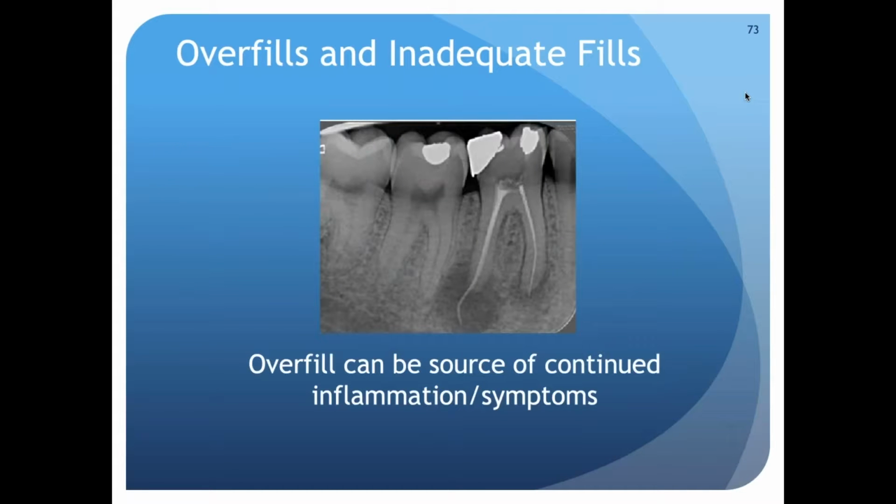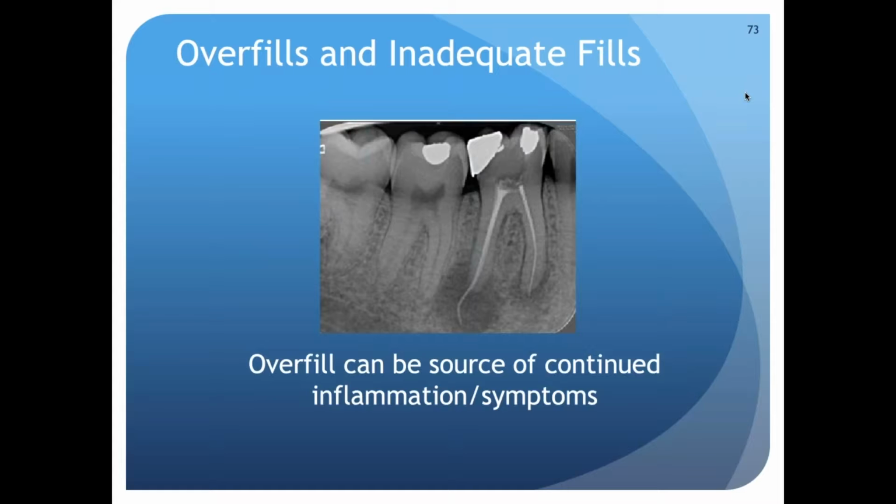So overfills and inadequate fills. When you see this picture here, what probably happened is they didn't have a good apical stop. When I say apical stop, that means you take your master apical file, and if you tap on it at your working length, it shouldn't go any farther. It should stop there. That way, when you place the gutta percha that matches that ISO, it shouldn't go beyond the working length. Obviously, this one did.